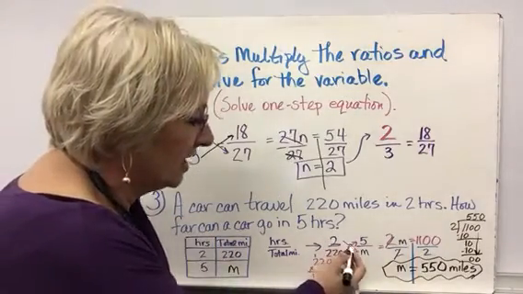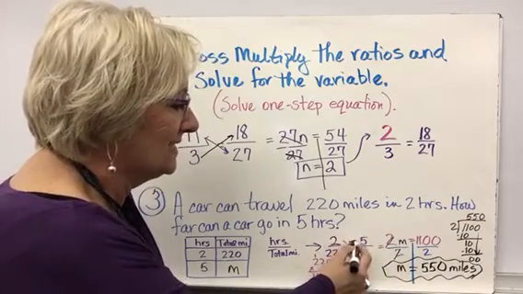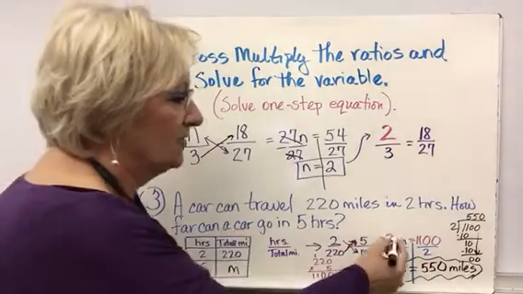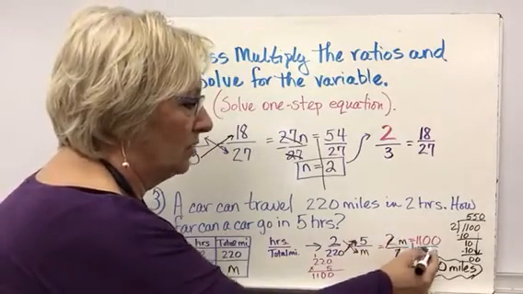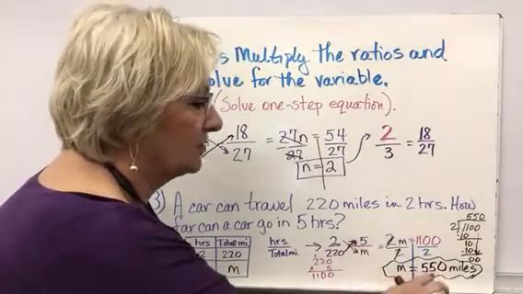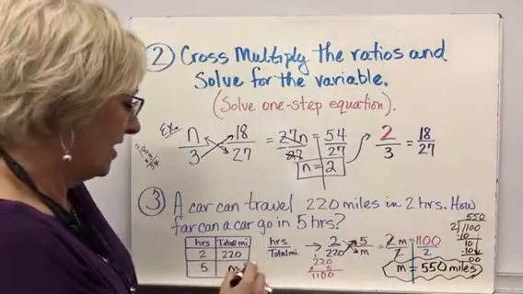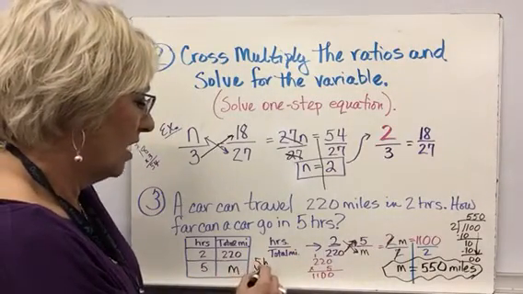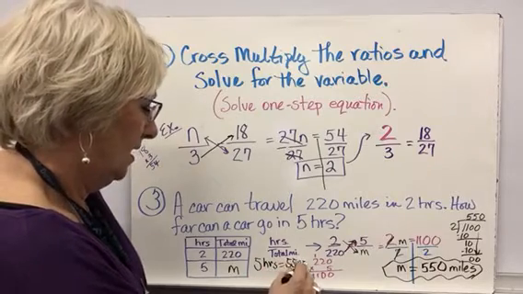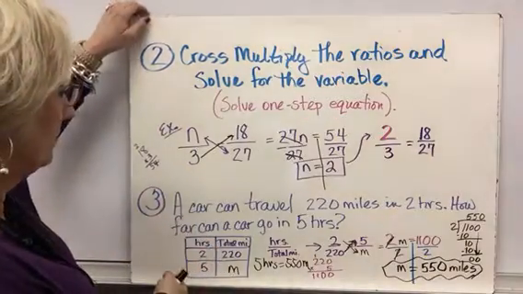I'm going to say 2 times m is going to be 2m, and I know that 220 times 5 is going to be 1,100. I'm going to divide both sides by 2 because I'm going to solve a one-step equation, and I know that the number of miles is going to be 550 miles. So when I look at m, I know that in 5 hours I will go 550 miles. All right, and that's how we're going to solve them with the table.